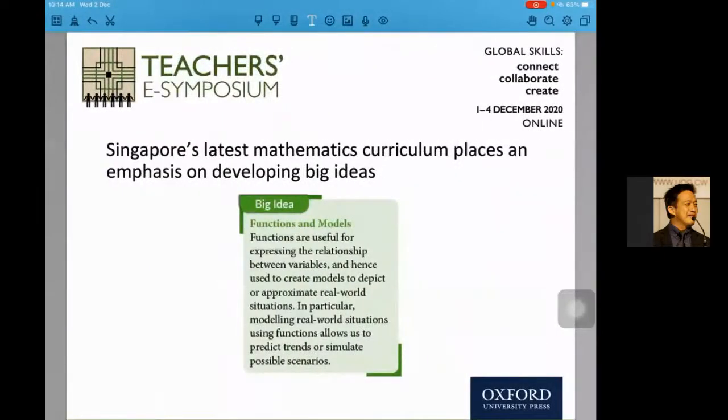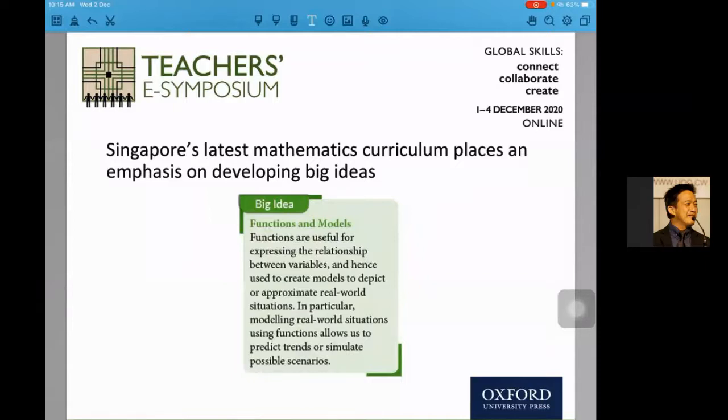In Singapore's latest mathematics curriculum, which was first introduced many years ago in 1992 and has since gone through several revisions, it emphasizes developing big ideas. Among several big ideas that the latest mathematics curriculum requires are the big ideas of functions and models.